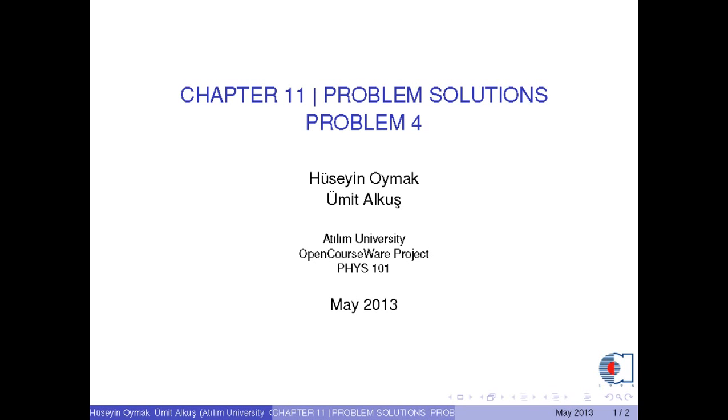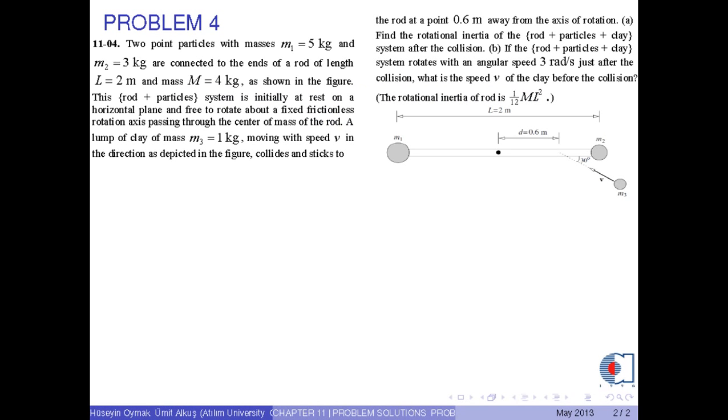In this video, we will solve one problem in Chapter 11. Two point particles with masses m1 equals 5 kilograms and m2 equals 3 kilograms are connected to the ends of a rod of length L equals 2 meters and mass M equals 4 kilograms.